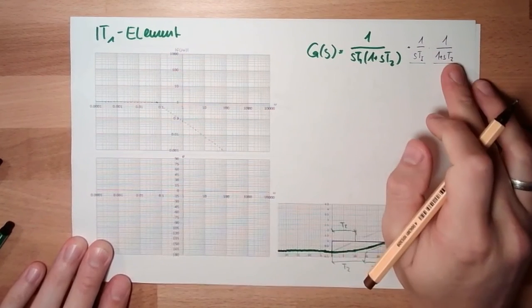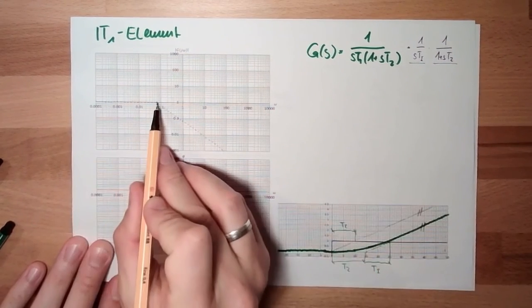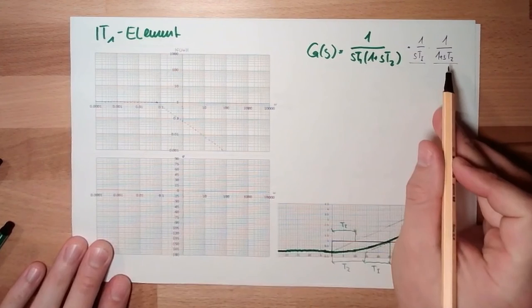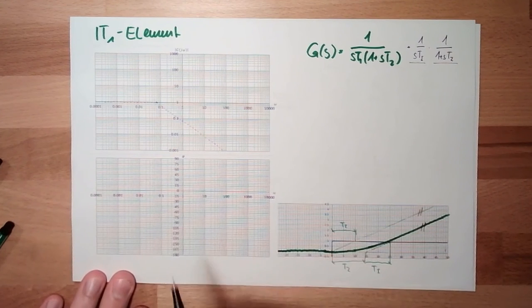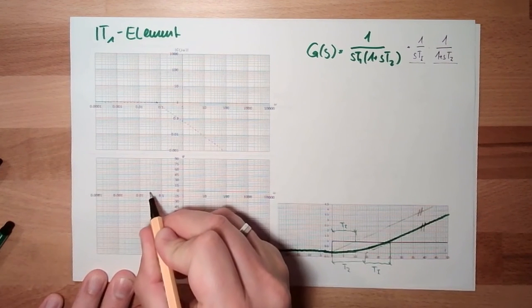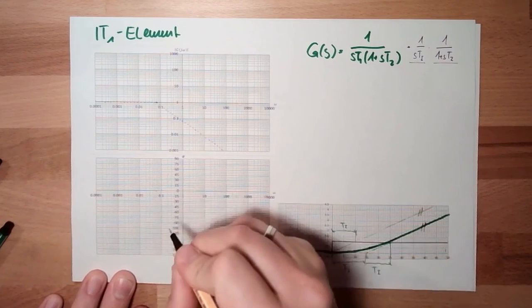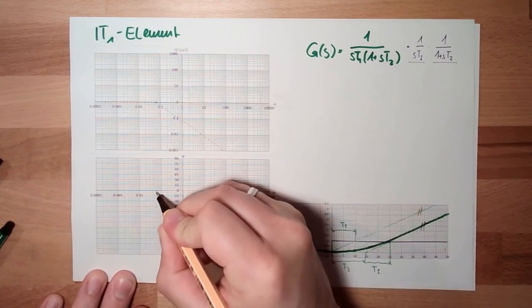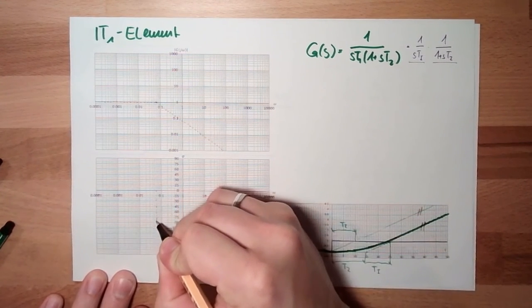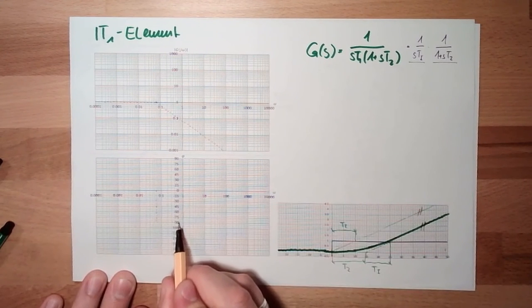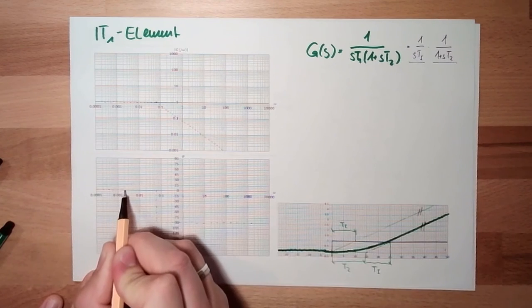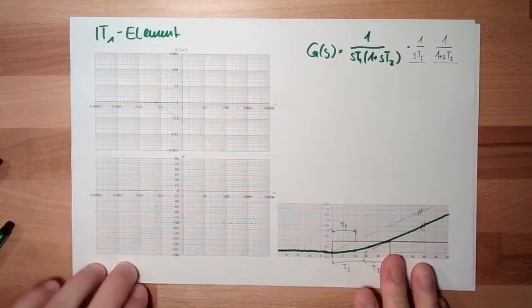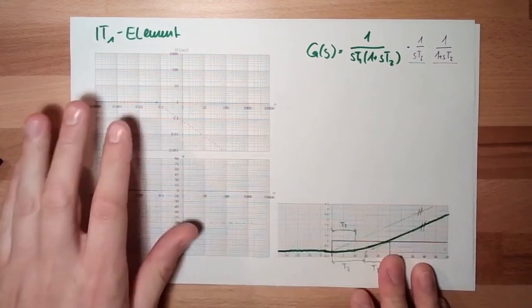Okay, this part, 1 divided by 1 plus s T2, and T2 we see here is 15. 1 divided by 15 is here. So, also here, 1, 2, 3, 4, 5, 6. Here we have minus 45 degree. Here we have minus 90 degree. This is how the PT1 part will look like.